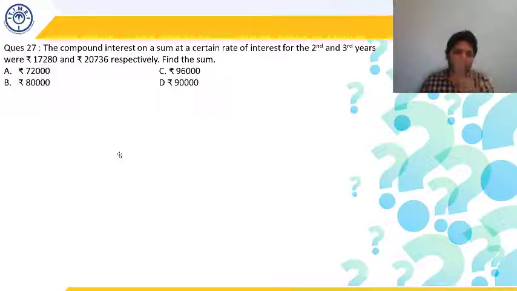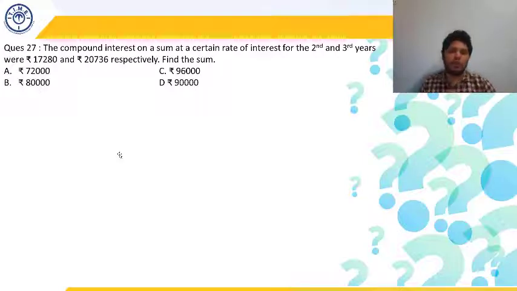Similarly, if I am given the interest for 3 years, it is going to be the cumulative interest of the first 3 years, which is 1 plus 2 plus 3. If I am given the interest for the third year, it is going to be the interest for only that particular year, the third year. I hope this difference is clear to most of you. So the compound interest on a sum at a certain rate of interest for the second and the third years were rupees 17280 and 20736 respectively. You need to find the sum.